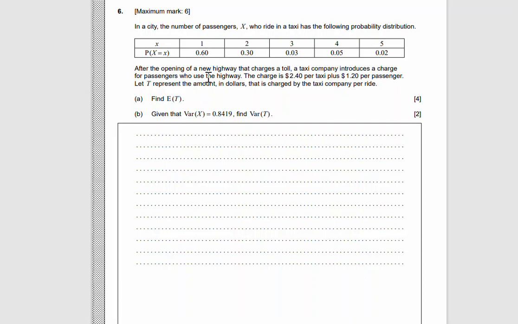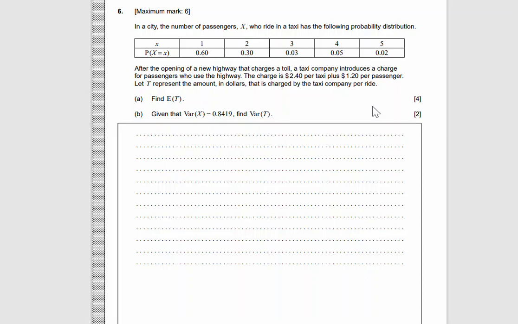After the opening of a new highway that charges a toll, a taxi company introduces a charge for passengers who use the highway. The charge is $2.40 per taxi plus $1.20 per passenger. Let T represent the amount in dollars that is charged by the taxi company per ride. First question: find E of T.